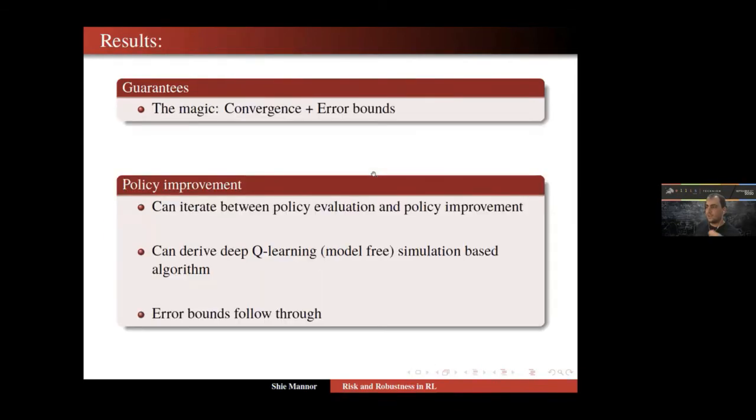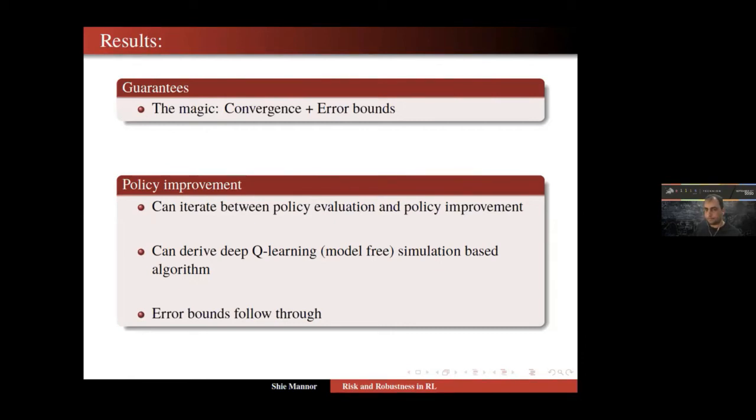So if you have a good approximation, maybe because phi is very large, or because you have some insight into the problem, you can actually prove error bounds and convergence, and then you can go into a deep architecture, derive a Q-learning algorithm, and so forth. So essentially, once you let the bootstrap work for you, it allows you to solve robust problems.